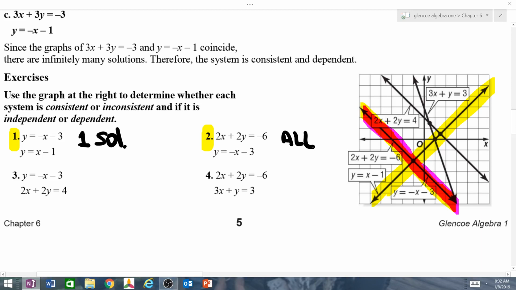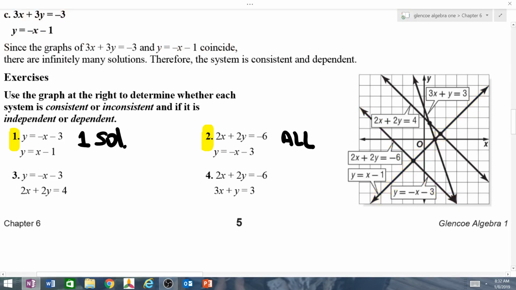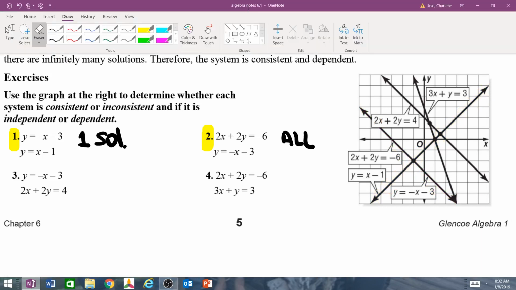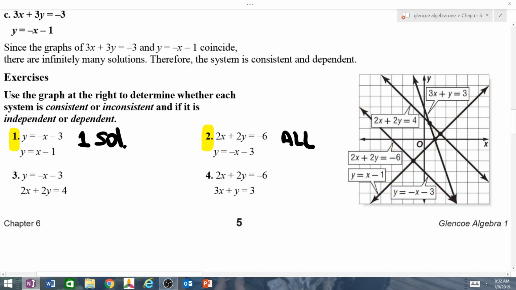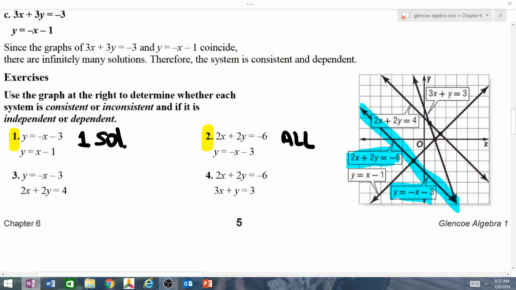Yes. How is it infinitely many? Okay, let me explain it to you. Let's just erase all of this. So the second system of equations was 2x plus 2y equals negative 6. So let me highlight it again for you. 2x plus 2y equals negative 6 is this line right here. Do you see that? And the second line is y equals negative x minus 3, which is actually the same line, but just instead of it being in standard form, it is in slope-intercept form. So when it's the same line, they share all solutions. Does that help? Okay, good.